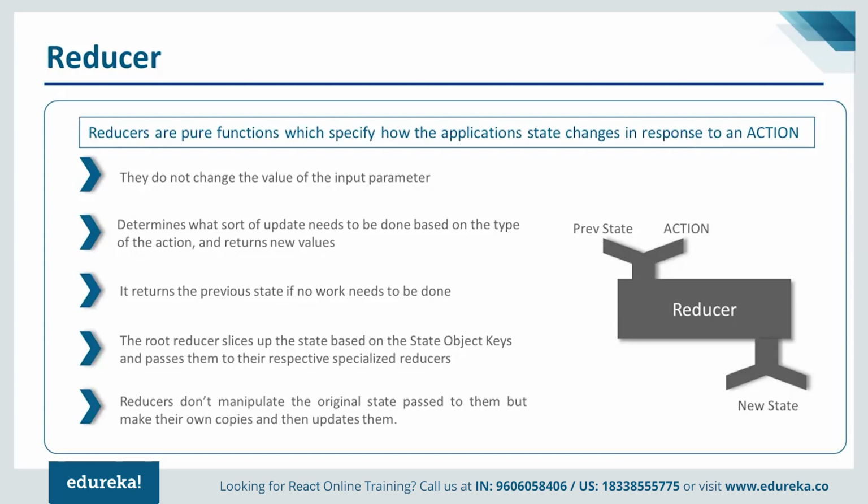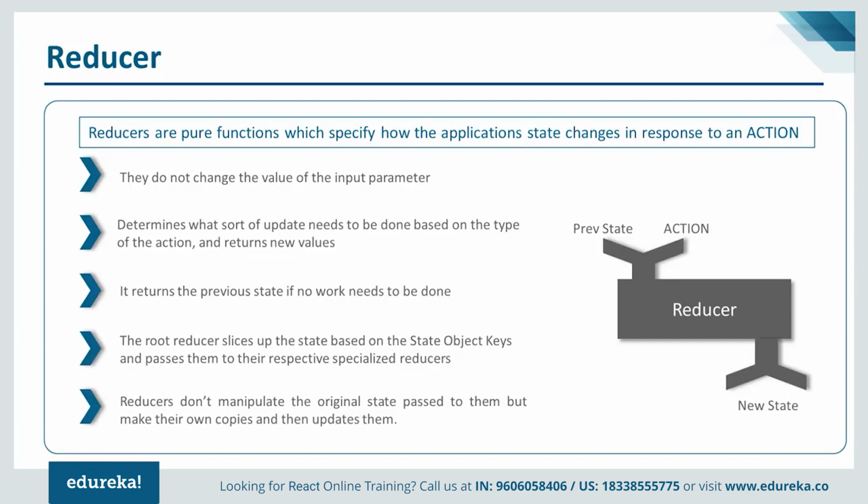I just want to mention one point here. For Redux, we always say you need to have one store, but you can have multiple reducers. You can have multiple reducers, but you cannot have multiple stores. The store will always be single, and reducers can be multiple. But among those multiple reducers, there needs to be a root reducer. The root reducer slices up the state based on the state object keys and passes them to their respective specialized reducers. Reducers don't manipulate the original state passed to them. As I mentioned, they are pure functions, so they don't manipulate the original state, but they make their own copies and then update them.